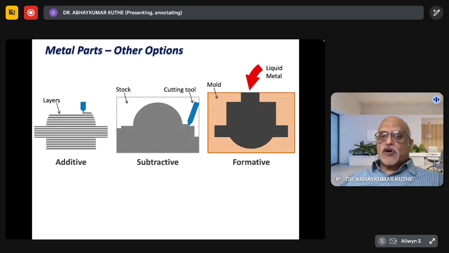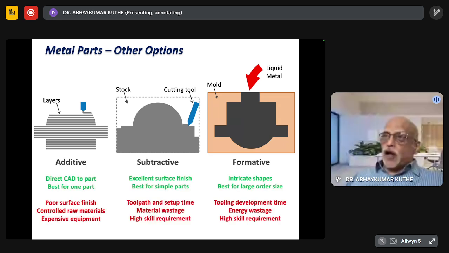Whenever you talk about manufacturing, there are various routes. As you know, we talk about the additive one, layer by layer. Then there is the subtractive one, the cutting tool, machining, and all that. Then there is the formative one, where a mold is made and liquid metal is poured into it. These are the different routes that we follow in manufacturing.